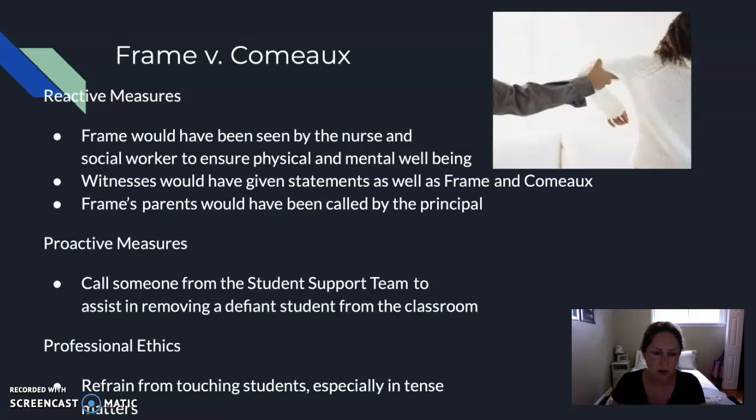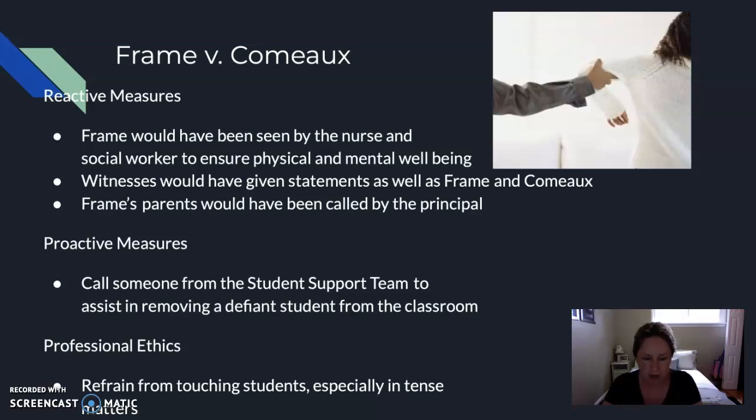The first court case is Frame versus Comeo. Frame is an 8th grade student, and Comeo is the science teacher. During a spelling test, 2 disruptive students were asked to leave, and they did so. However, after those 2 students left, Frame then became disruptive, but did not leave after being asked twice. The teacher then approached Frame's desk.